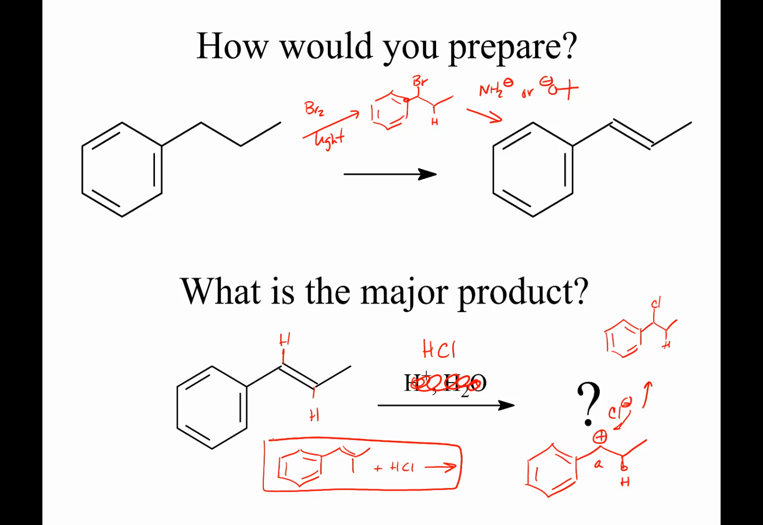Which every time I've shown this reaction, I've thought that would be a good experiment to do. And so we actually did it. And the H adds here, and the Cl adds here. So it goes by Markovnikov's rule, 100%, but the benzylic carbocation is not formed. Only the tertiary is.